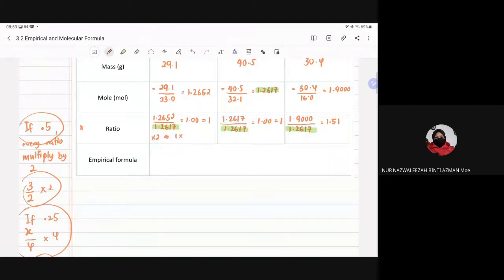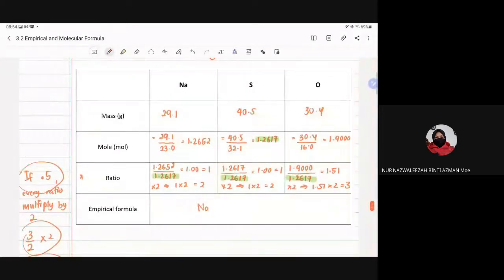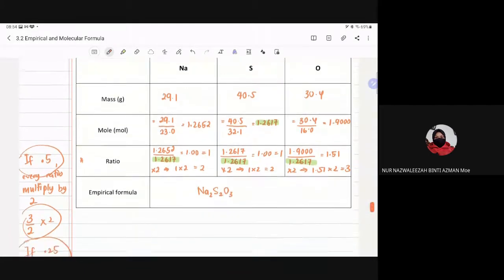So 1 multiplied by 2 equals to 2. Multiply by 2. 1 multiplied by 2 equals to 2. Multiply by 2. 1.51 multiplied by 2 is equals to 3. Kita terus ambil whole number lah. 1.52 darab 2 sama dengan 3.02. So kita ambil 3. Jadi empirical formula dia adalah Na2S2O3. Dapat sudah.